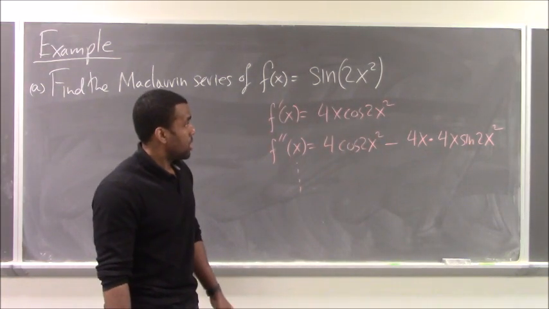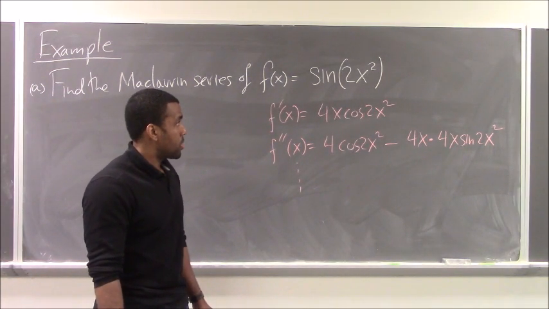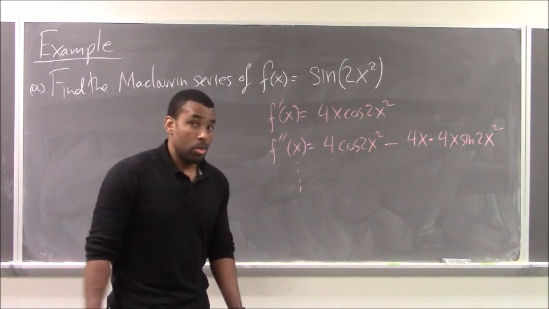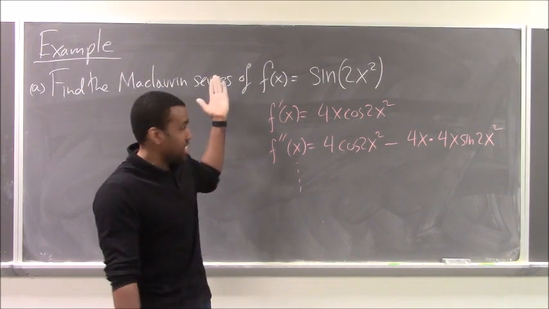Wait, what if you make your 2x squared as your x and rewrite it as sine x, but replace the x with 2x squared? Yeah, so that's a much nicer way.